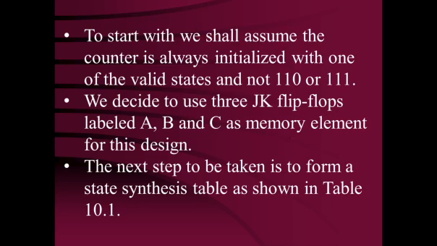Any state you can skip here, but for example, we have taken this particular state. To start with, we shall assume that the counter is always initialized with one of the valid states and not in 110 or 111. So 110, that is state number 6, and state number 7 are illegal states. So the counter always starts, it is not malfunctioning. As soon as we switch on the power supply, the counter can be latched into any one of the legal states, and then it will move into the legal count sequence only.